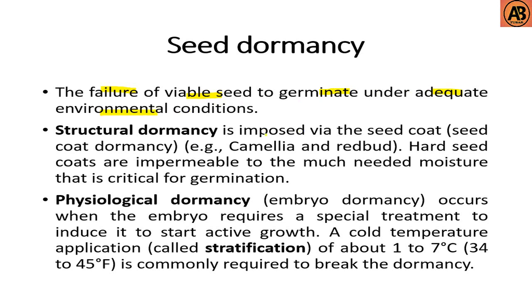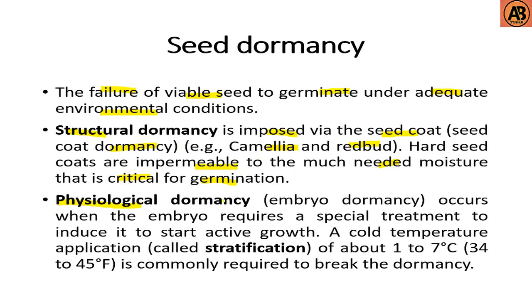We know that seed dormancy is of two types. First one is structural dormancy and second one is physiological dormancy. So structural dormancy is imposed via the seed coat, or seed coat dormancy. Example, camellia and redbud. Hard seed coats are impermeable to the much needed moisture that is critical for germination, and the breakdown process of structural dormancy is known as scarification.